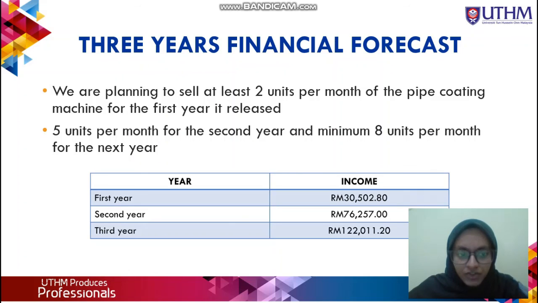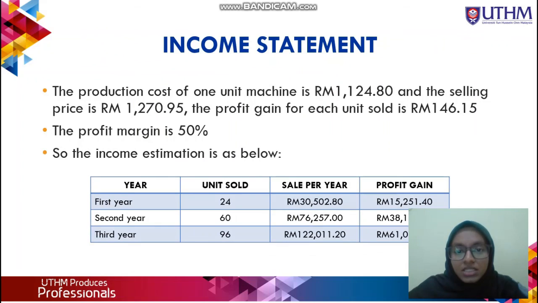For the 3-year financial forecast, we are planning to sell at least 2 units per month for the first year, 5 units per month for the second year, and a minimum of 8 units per month for the next year. Income we get for the first year is RM30,502.80, while the second year we get RM76,257, and the third year we get RM122,011.20.